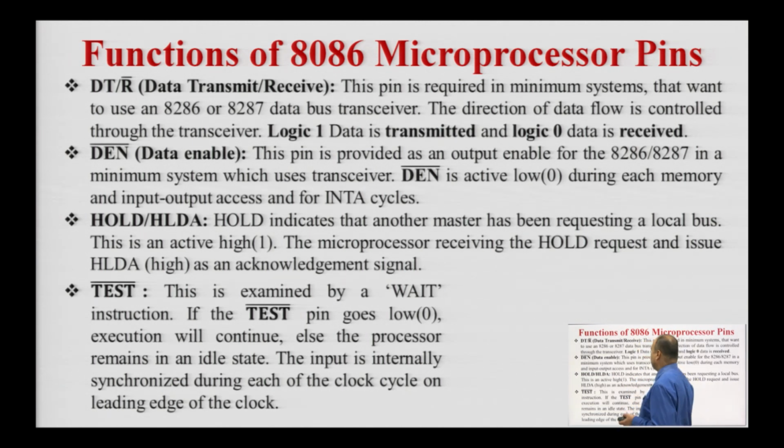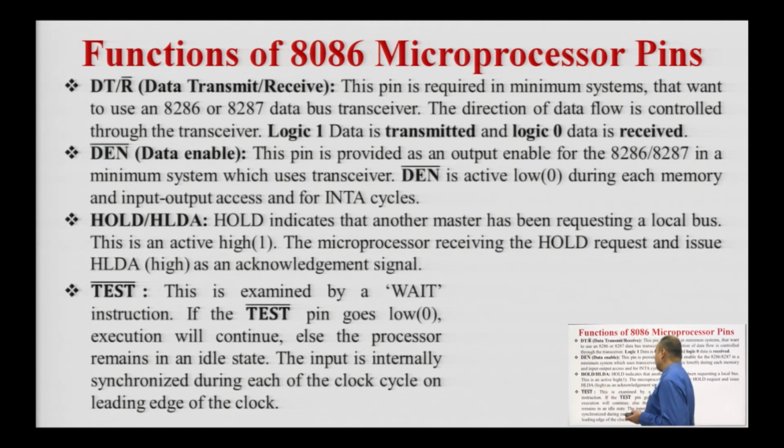DEN, that is data enable pin. This pin is provided as an output enable for the 8286 or 8287 in a minimum system which uses a transceiver. So, data enable is active low during each memory and input output access. With the help of this data enable, it will enable the transceiver to transmit the data to and from the microprocessor or the peripheral devices.